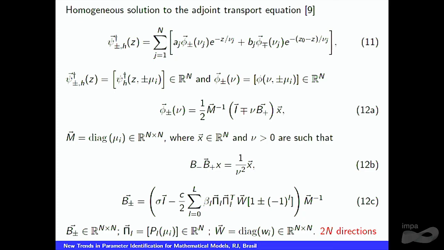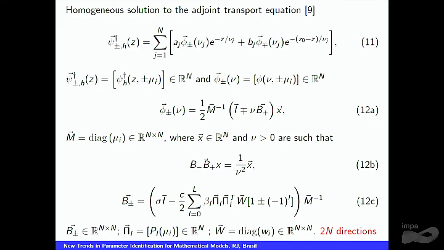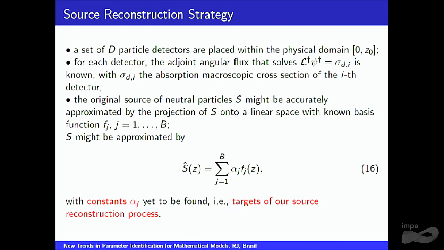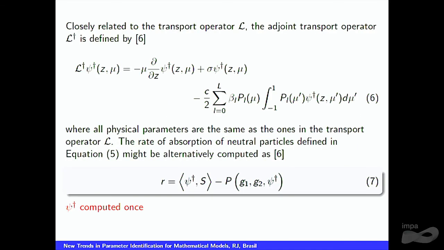So I have an expression for that adjoint flux. To evaluate the rate of absorption of one detector, I need the solution. And to relate the solution of the adjoint flux with this R, I have to solve an adjoint flux problem where the source is equal to the absorption of the detector.